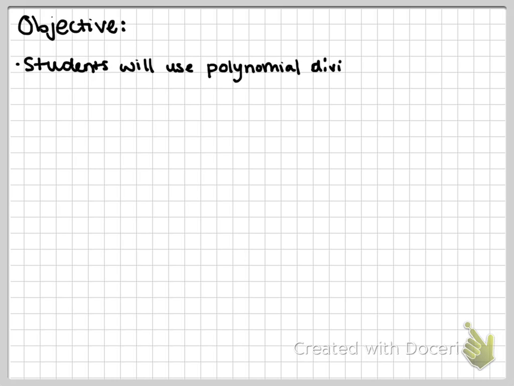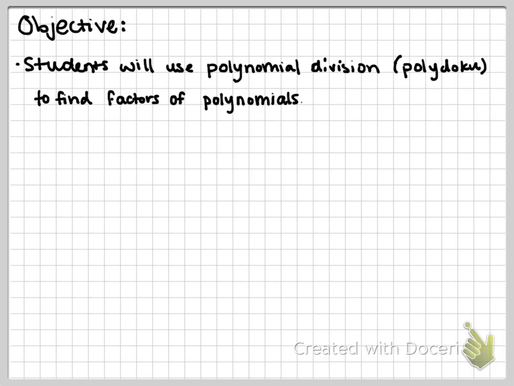Alright, so today's objectives for our lesson, we actually only have one. Students will use polynomial division. We're going to learn the Polydoku method to find factors of polynomials. We're going to learn two methods for polynomial division, so this is just option number one for today.